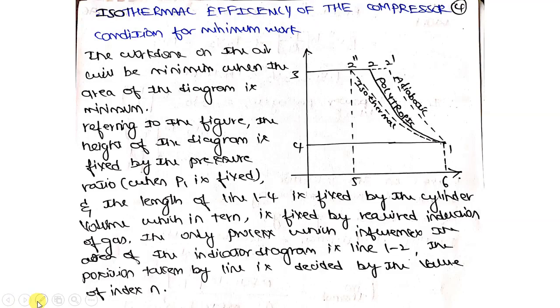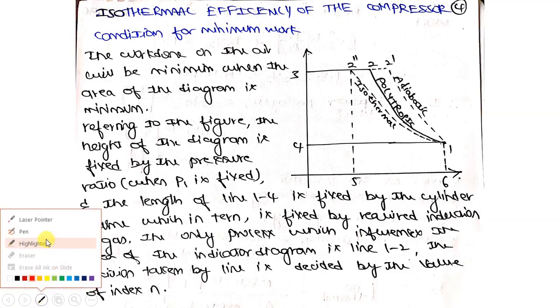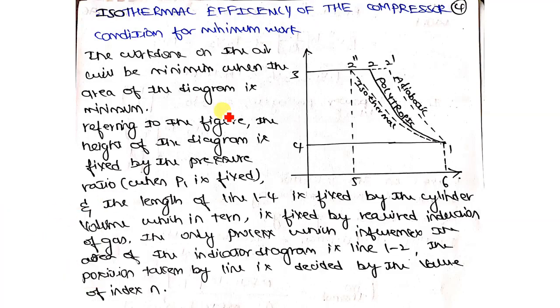Hello everyone. Today in this video we will discuss the isothermal and volumetric efficiency of an air compressor. In the previous video we discussed how to calculate the work done expressions, both with and without considering the clearance volume. In both cases we derived the work done expressions in terms of various temperatures and pressures.